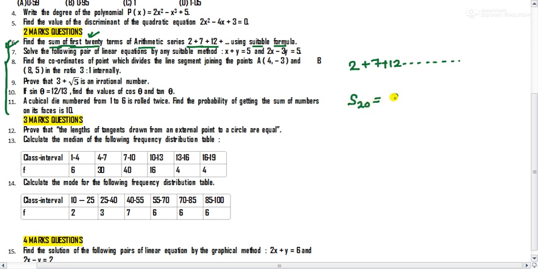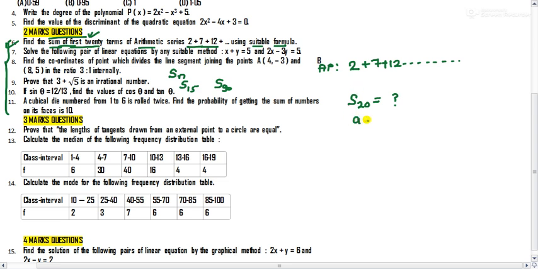See, whenever they write "sum of first," it means Sn you have to write. If they ask sum of first 15, it becomes S15. If they ask sum of first 90, S90. So sum refers to Sn. It means you have to use the Sn formula. Got it? But before that, from the data, you have to write these values.